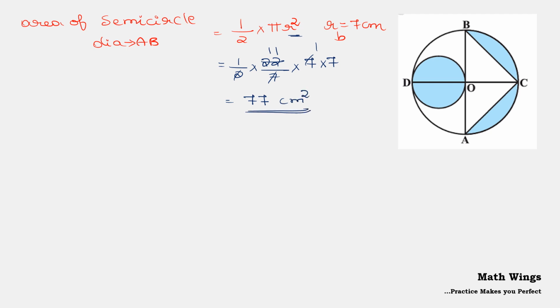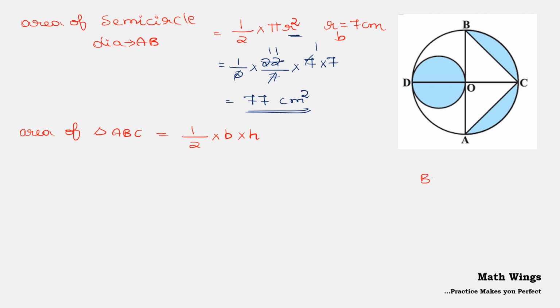Now we have the last one. What's that? We have to find the area of triangle ABC. So what's the formula to find the area of triangle ABC? That is half into base into height. So if you observe, what's the base we can take?